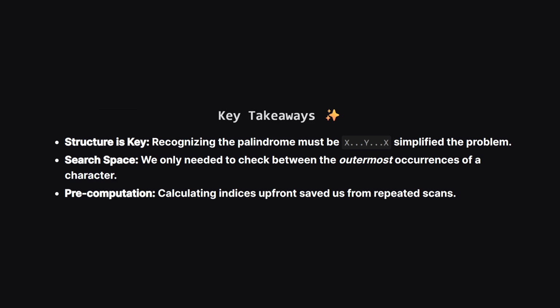So let's wrap it up. The key takeaway here is understanding the structure. Because the length was fixed at 3, we knew exactly what to look for: matching ends. By finding the widest possible sandwich for each letter using the first and last indices, we maximized our chances of finding unique fillings. And by pre-computing those indices, we made our solution super efficient.